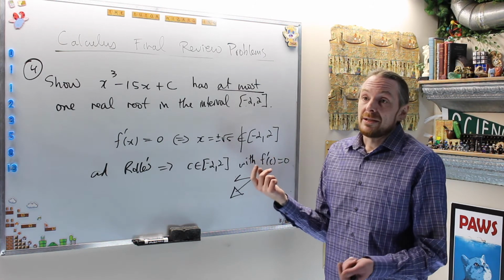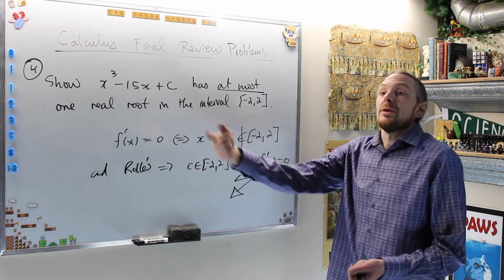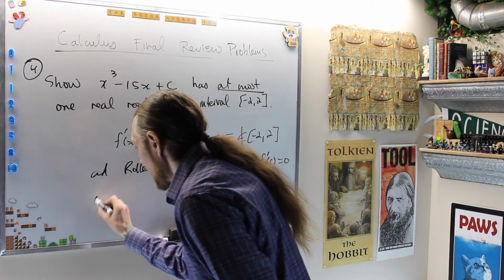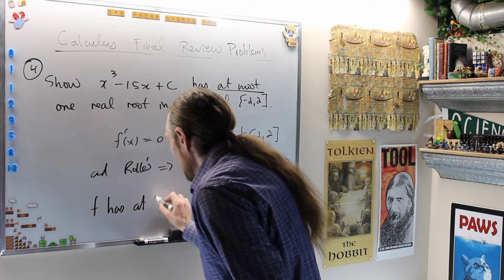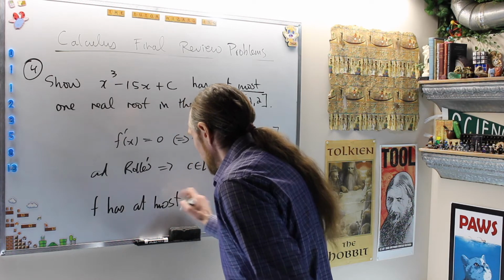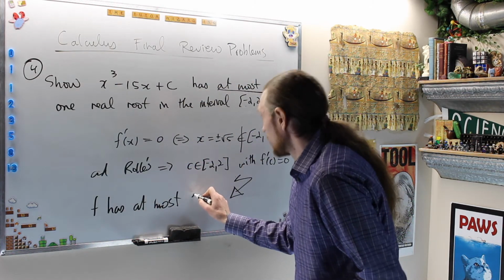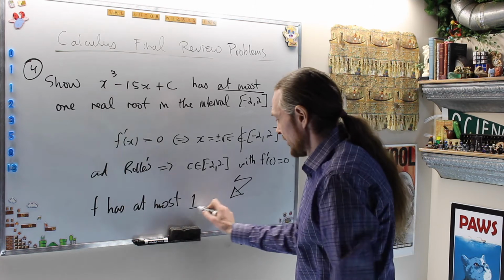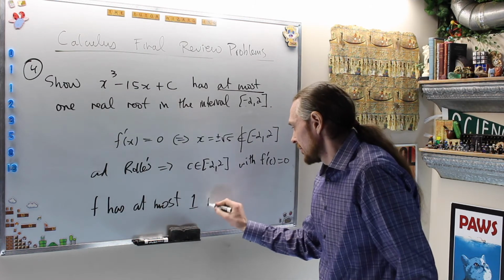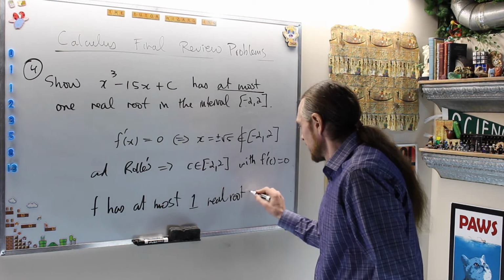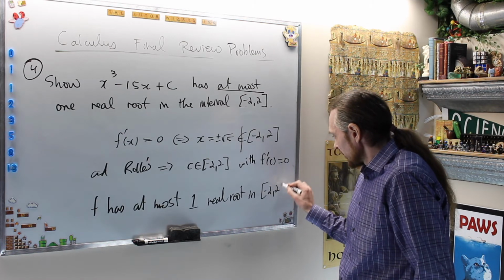This is a contradiction. Therefore, what had to be true? Use your words. F has at most one real root in the interval (-2, 2).